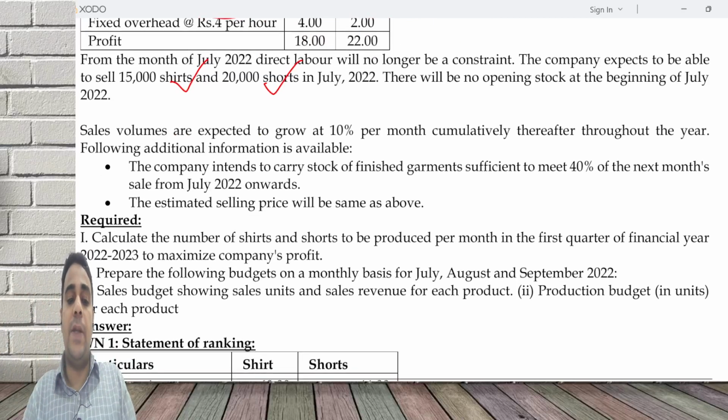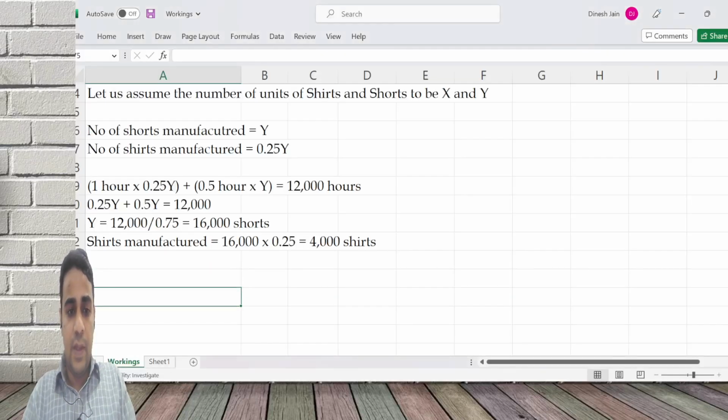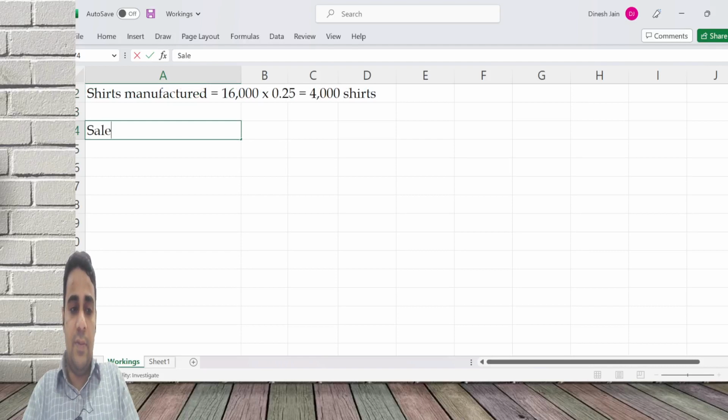Next they've asked for a budget. Sales budget showing units and revenue for each product. Which months? July, August and September. So let's do a sales budget for July, August and September 2022.